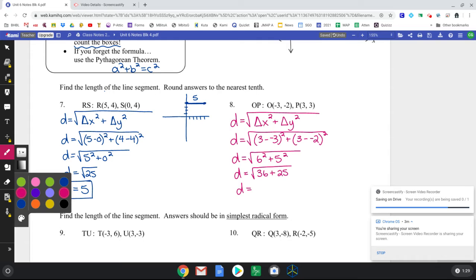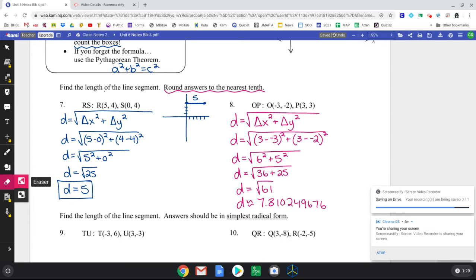let me grab a calculator for this one. I've got the square root of 61. Now it does say to round my answers to the nearest tenth. So the square root of 61 is approximately 7.810249676. So my distance, or to be more precise, the length of OP, we're going to consider 7.8 as my rounded value.